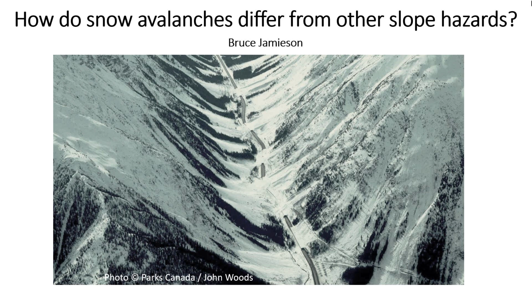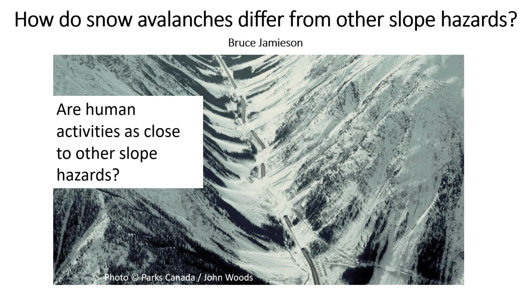So here's a question. If another slope hazard, such as debris flows, were crossing a mountain pass in multiple places at least once per year, would a national highway be located through the pass? I think not. In this short video, we'll look at why human activities are often located closer to snow avalanches than to other slope hazards.